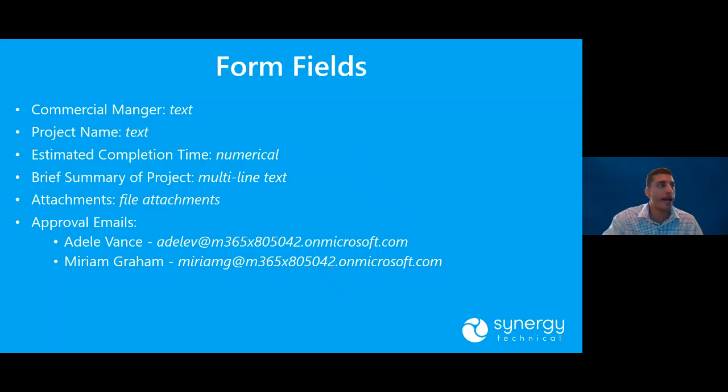And below that, we have the approval email. So we have two members of the project approval team. We have Adele Vance and Miriam Graham. So when a form is submitted, we're going to want approvals to go to each of these members. That'll come in handy when we start creating the Power Automate workflow a little later.